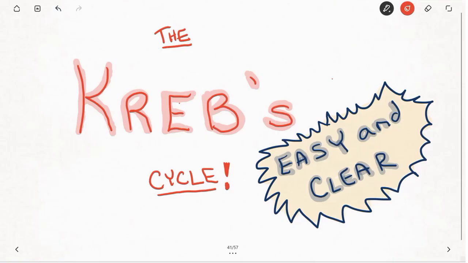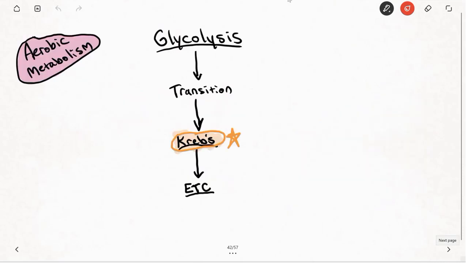Okay, everyone. So now it's time for the actual Krebs cycle, easy and clear, or the citric acid cycle. As we did in the previous videos, to go over aerobic metabolism, which means when oxygen is present, we had glycolysis, then we did the transition stage, and now we are on to the Krebs, the big one, the one that everybody refers to in this metabolism process, the Krebs cycle.